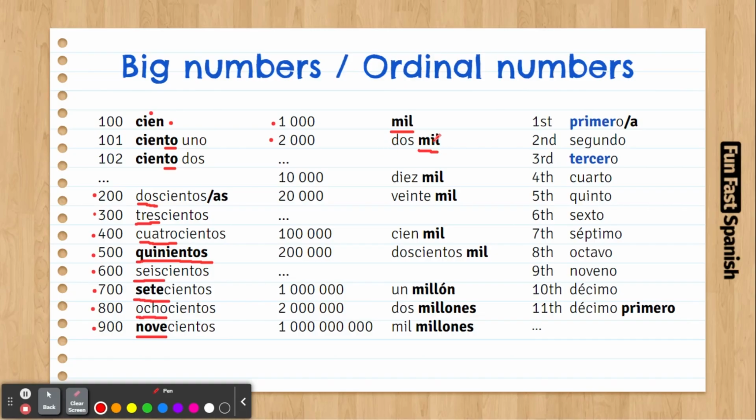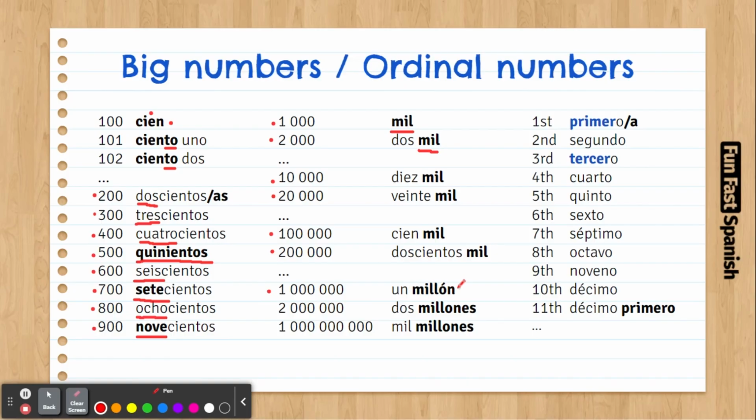Like in English, 2000, 3000, 4000, 5000, 6000, and so on. 10,000, 20,000, 100,000, 200,000, and so on. And then we reach the million. So thousands are easy, right? You just add the mil after the number, and that's it.